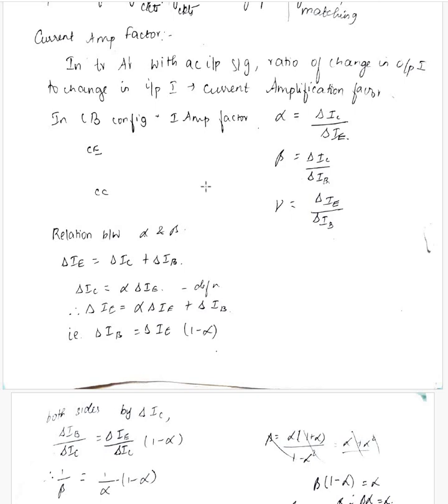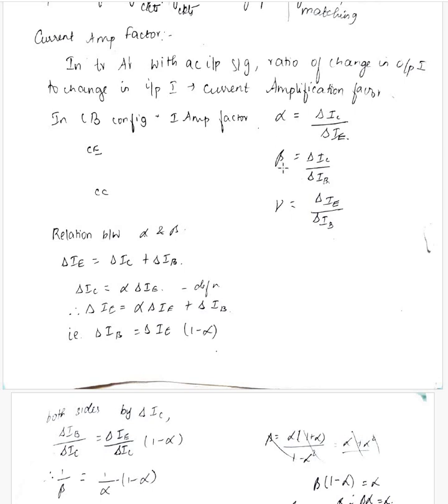The topic is about the current amplification factors of CE, CB and CC: alpha, beta and gamma. For common base, the current gain alpha is output current by input current. So it is del IC by del IE, the change in collector current to the change in emitter current.